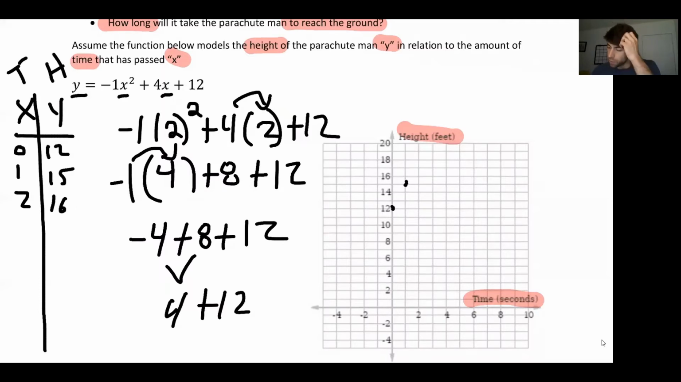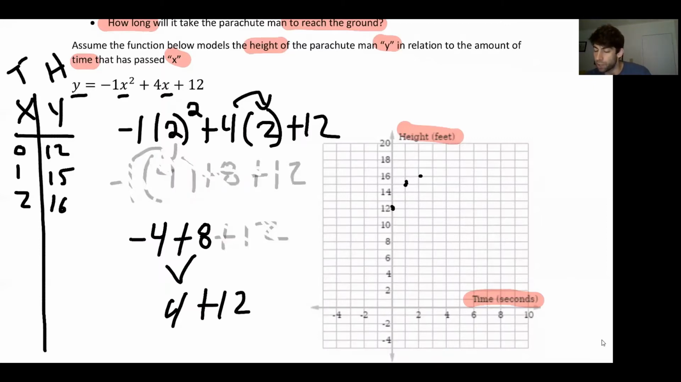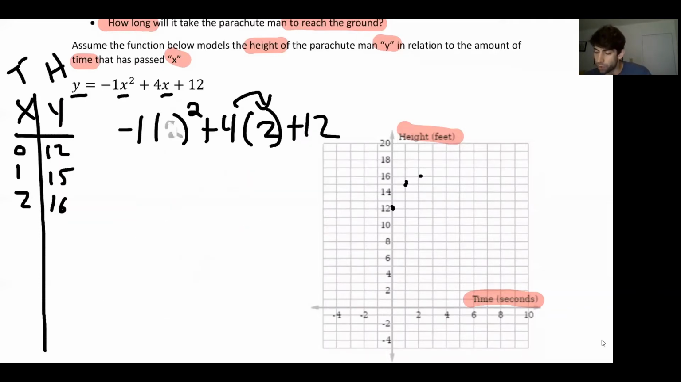So at 2 seconds, the parachute man has kept going up. He's now at 16 feet. All right, we keep going until we find out when he hits the ground. And guys, you can also use your calculators on your phones to do this. You just need to do it one step at a time if you don't have a graphing calculator. So you just do like the square first, then you can multiply each step while at the same time writing stuff down like I am. That's a good way to do it with your phone calculator.